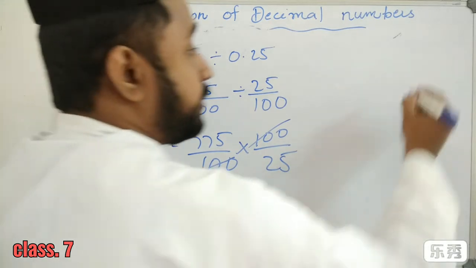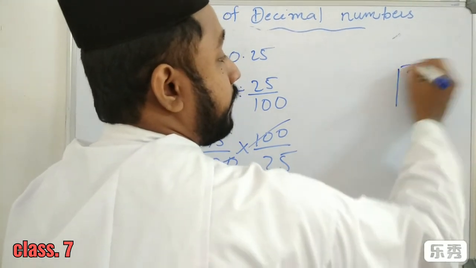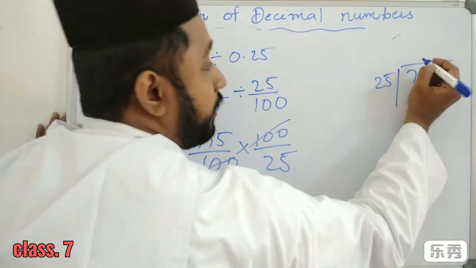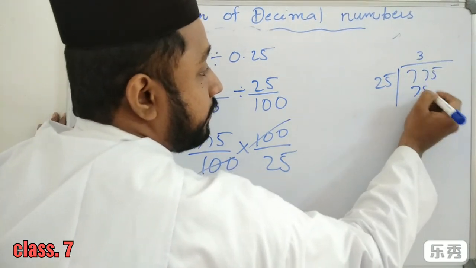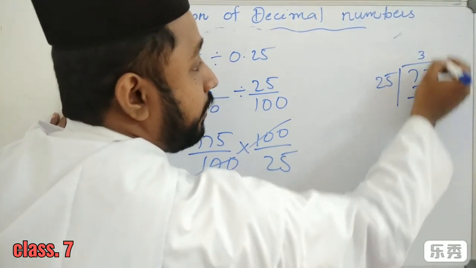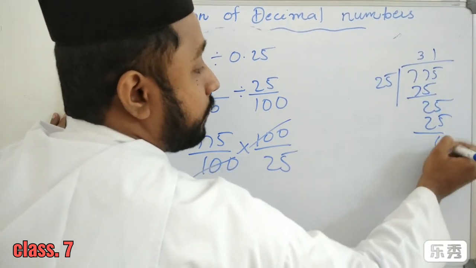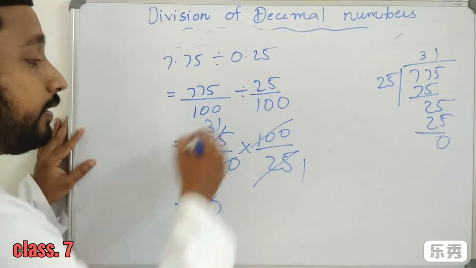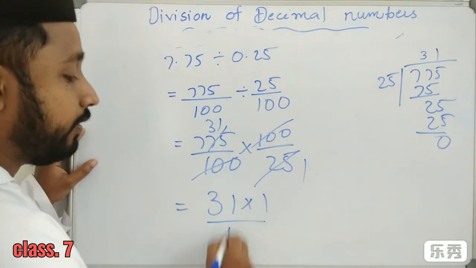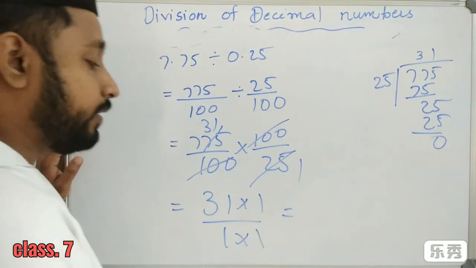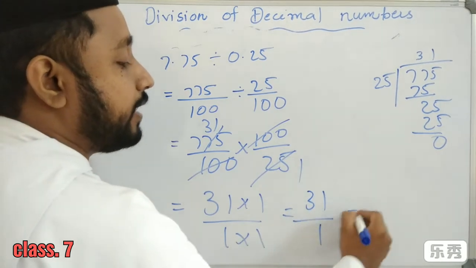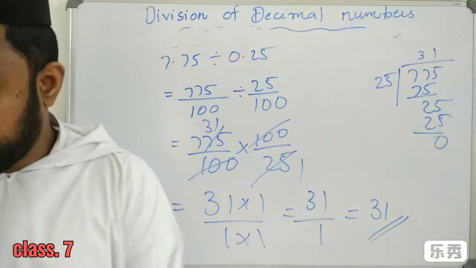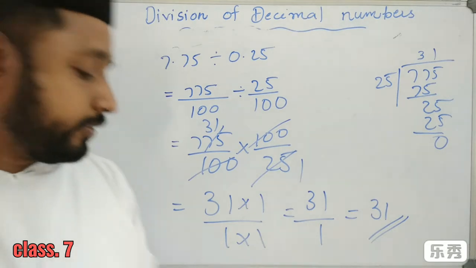775 by 25, which means we can cut 25, that means 25 into 775, that is 25 twos are 50, 25 ones are 25, 0. So you got 31. Cut with 25, 1, 31, that is 31 into 1 by 1 into 1. So 31 by 1, the answer is 31. So 7.75 divided by 0.25 is equal to 31.